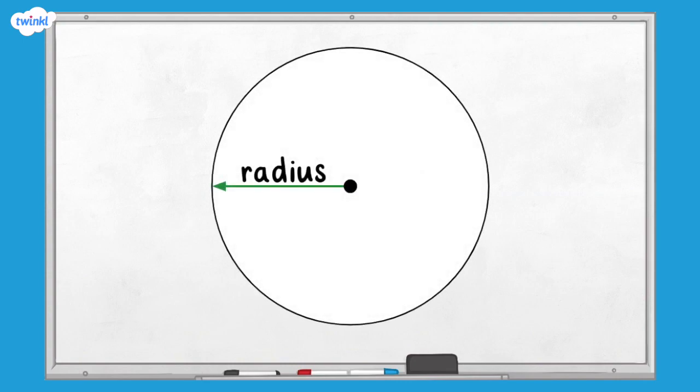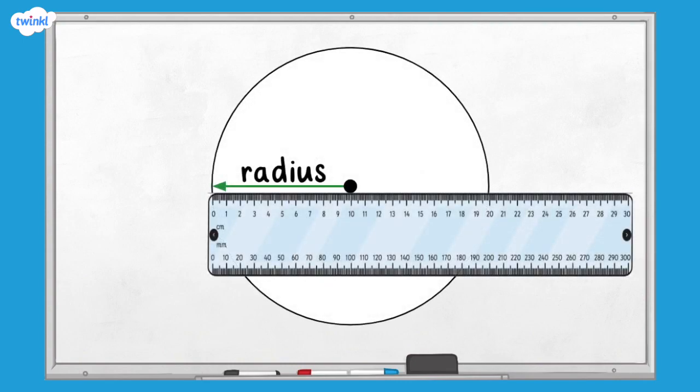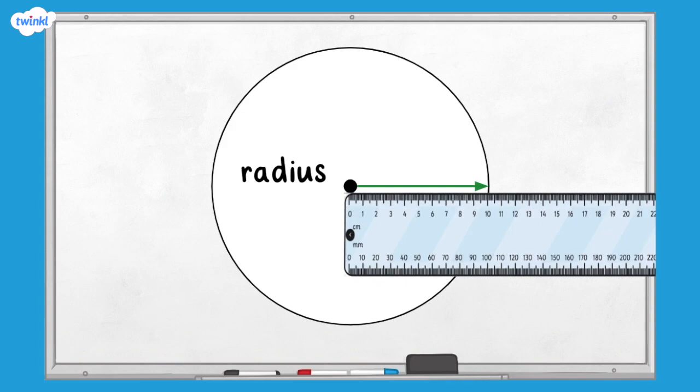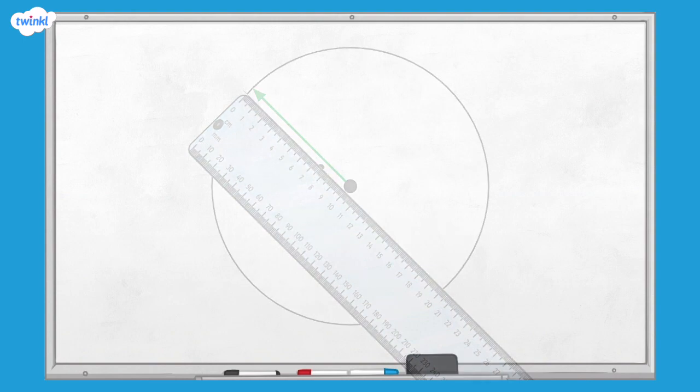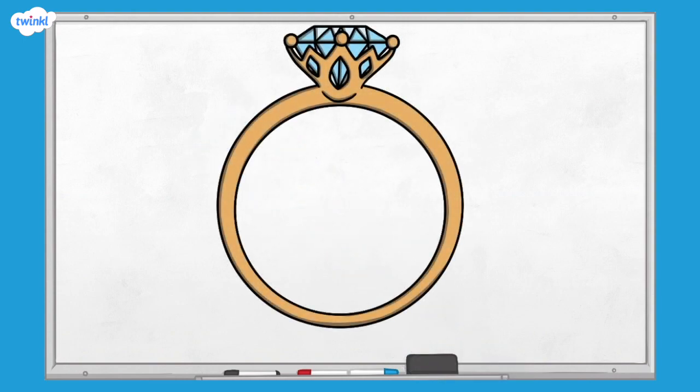If I use this ruler to measure the radius of our circle, you can see it measures 10 centimetres. This measurement will be the same no matter which edge of the circle we measure to. Let's think about our ring again for a moment. Imagine that we wanted to know a measurement that would allow us to make sure that the ring fitted perfectly around the person's finger. The measurement we need to use to find this out would be the diameter. The diameter is a distance across a circle from one edge to the other, passing through the centre point.